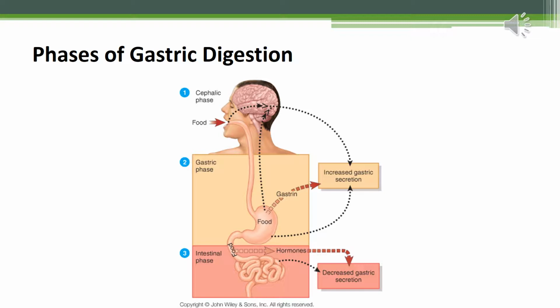The stomach then produces gastrin in this gastric phase and some of its own hormones, which leads to the increased production of gastric secretions. And then finally, in the intestinal phase, which actually happens in the top portion of the small intestine, when the food activates these stretch receptors in the small intestine, the cells respond by producing hormones which result in the decreased production of gastric secretions.